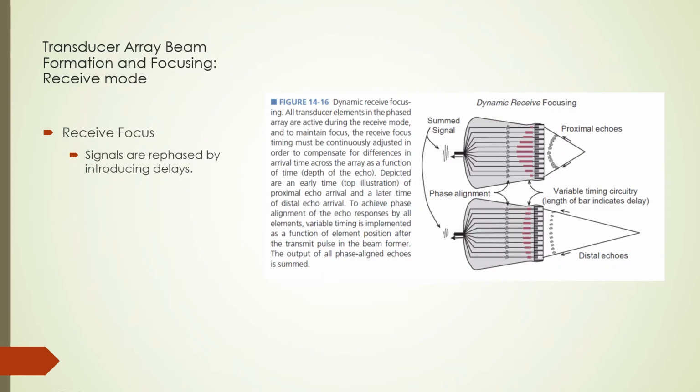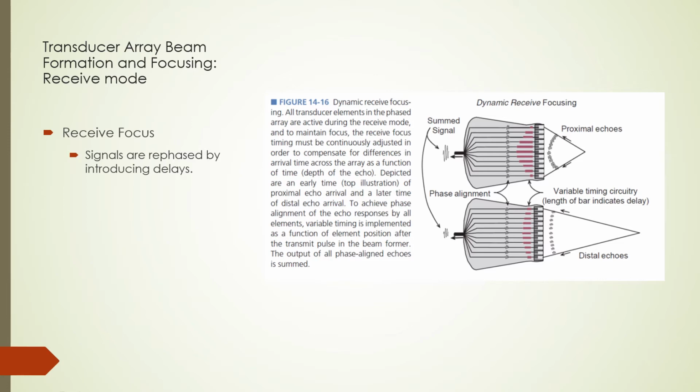During the receive mode, echoes arriving at each transducer element from some depth in tissue are summed together in the phased array mode. Because the echoes from a point in tissue travel different distances when they arrive at each transducer element, echoes arriving at the edge of the transducer travel longer distances than echoes arriving at the center of the transducer. So signals from each transducer element must be rephased to avoid resolution loss.